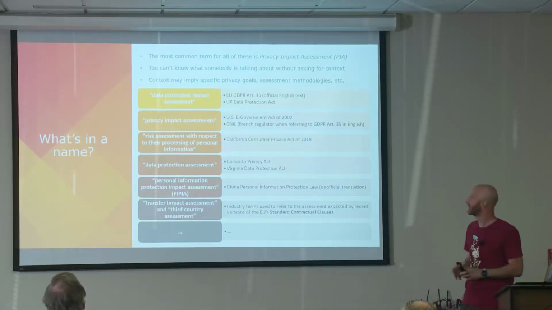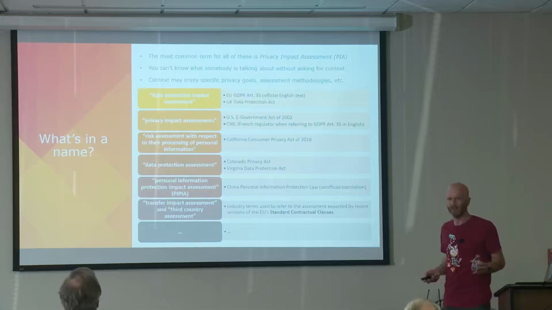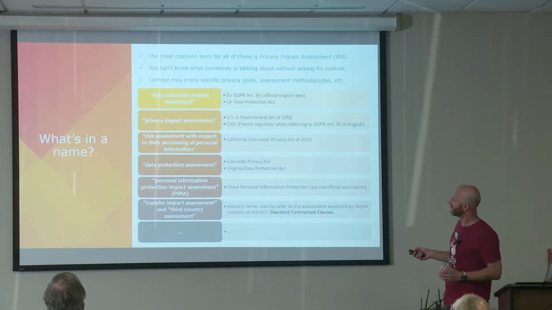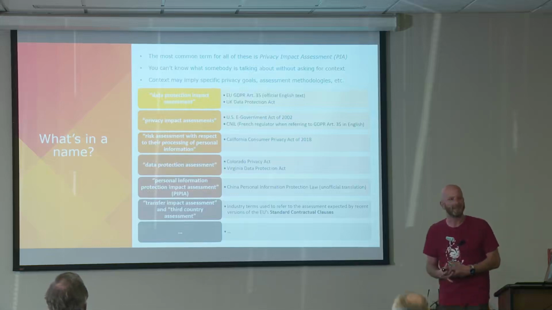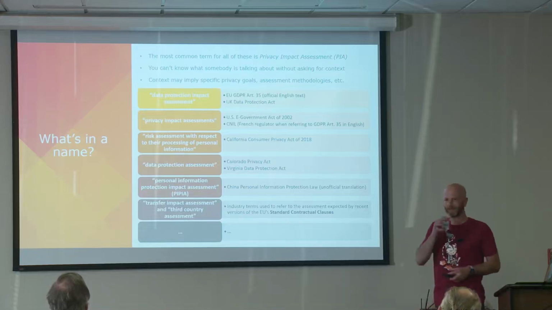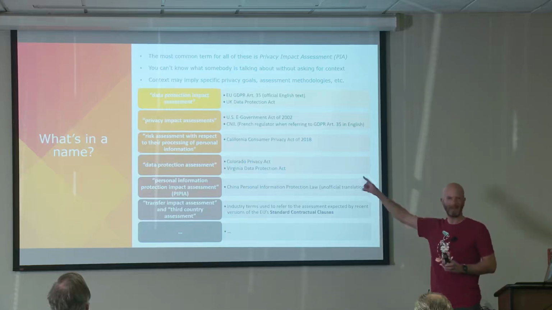And many of these, including the more recent state legislations in the US, California and Colorado and Virginia, they all have provisions for saying you need to do some sort of privacy risk assessment. But they all call it different names. And it's all the same. So what I'm trying to get at is, I usually use the term privacy impact assessment, and I don't mean to be specific about any of this context. And I think many people do the same.